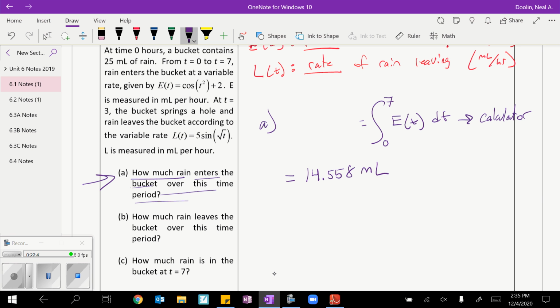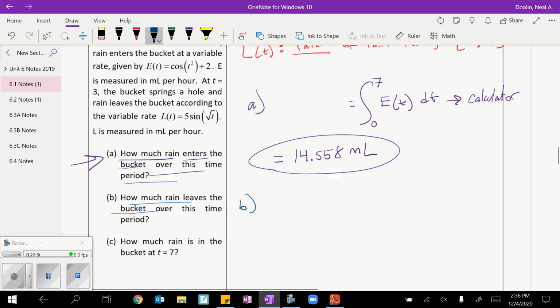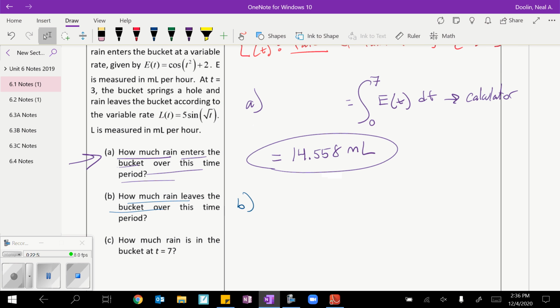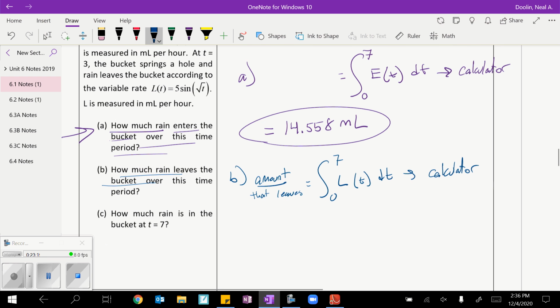For part B, it's how much rain leaves the bucket over this time period. It's the same thing. We're going to use an integral to accumulate the amount of something that changed. We know the L function is how quickly the amount of rain is leaving. So integrating it between 0 and 7 should give us the amount that left. And again, this works because I'm integrating a rate. Integrating a rate should get you back to an amount.